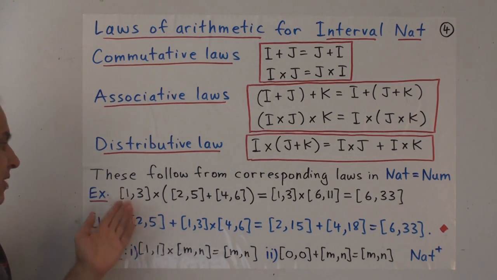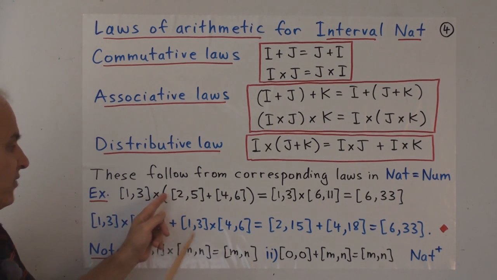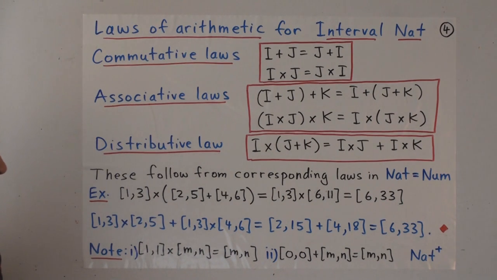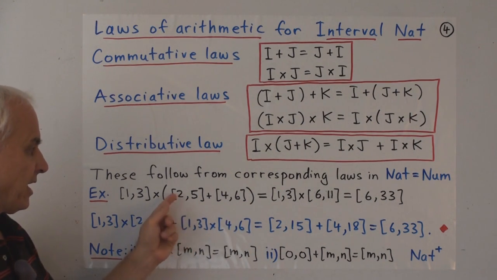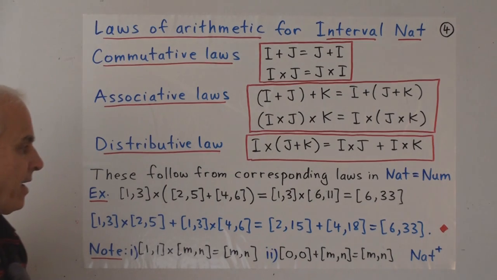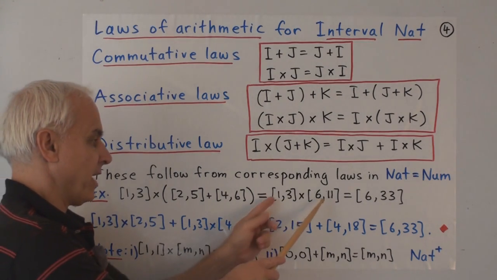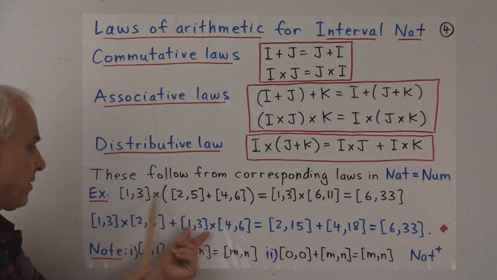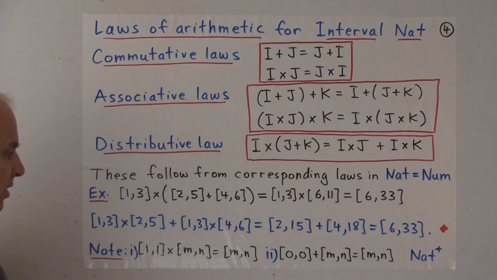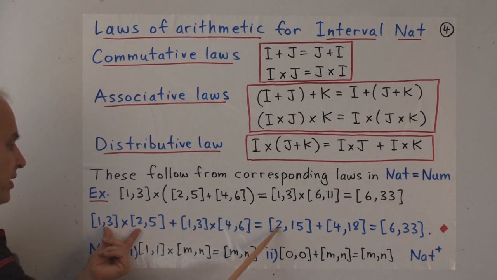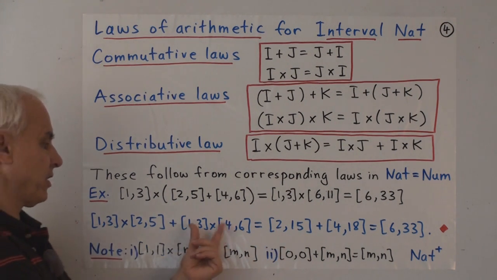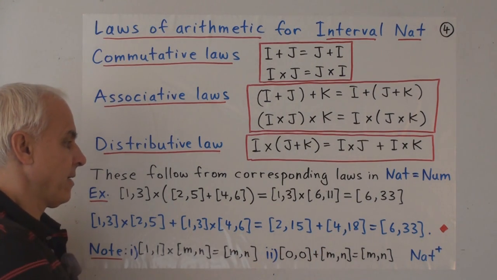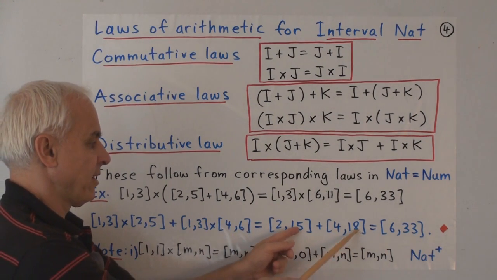For example, the distributive law. Here's just an example. We're multiplying [1, 3] times the sum of [2, 5] plus [4, 6]. [2, 5] plus [4, 6] is [6, 11]. When we multiply that by [1, 3], we get [6, 33]. On the other hand, [1, 3] times [2, 5], and [1, 3] times [4, 6] will give us, this product is [2, 15]. This product is [4, 18]. When we add them, we get [6, 33].